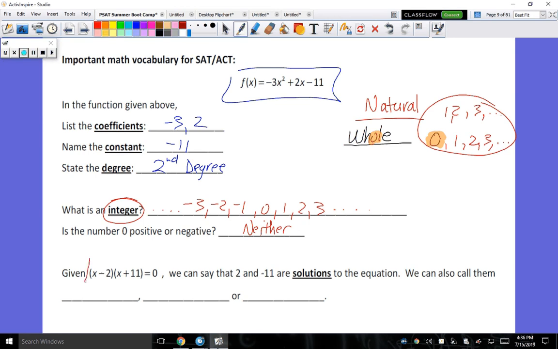Alright, so we are given these two binomial factors that are multiplied together in their factored form to equal 0. We can say that x equals 2 and x equals negative 11 are solutions or answers to the equation. What can we also call them? Nice, those are 2 of them. So zeros or roots. What's the last word that you know them to be referred to as? X-intercepts. Very strong, very strong.